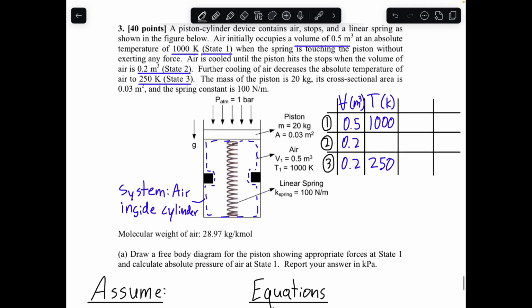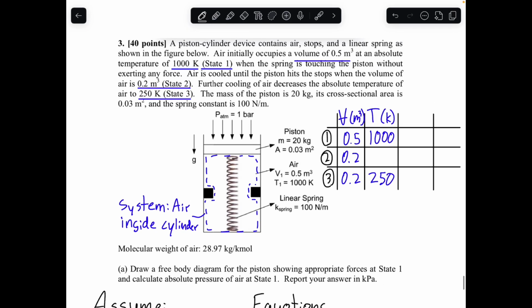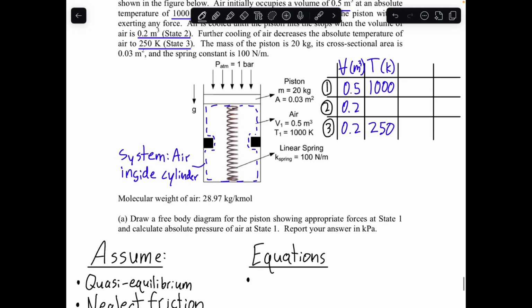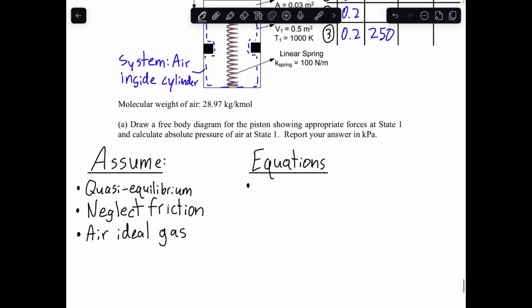And then one more thing that I see is that we should assume that we have a closed system. So there's no mass coming in or out of this piston cylinder device. The amount of mass in here is going to be constant the entire time. So this system is going to be closed. We don't have any inlets or outlets or anything like that. So I will just write that this is a closed system, which means that the mass is going to be constant.